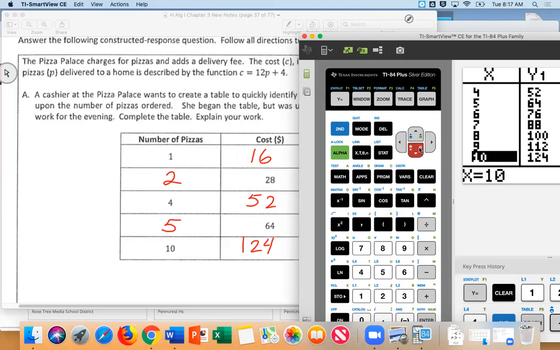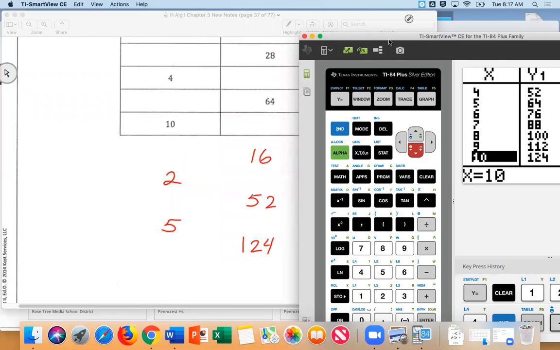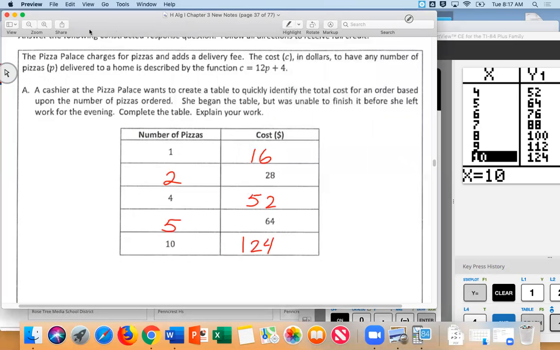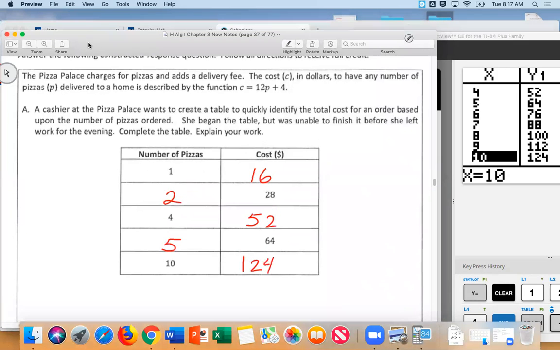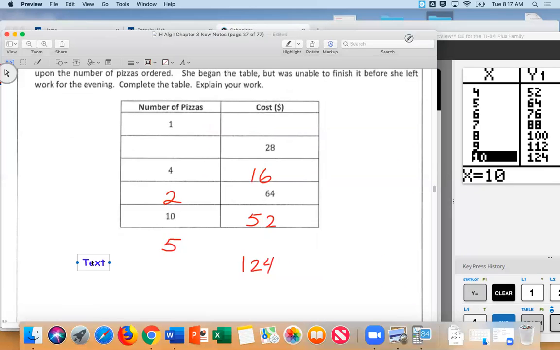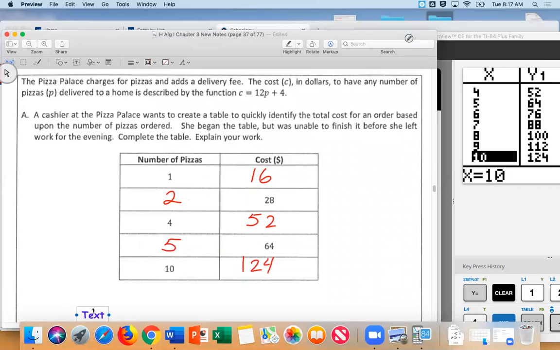Now it says, complete the table. We did that. Explain our work. Well, our work, I'll scroll this up. Our work would be quite simply this. It would be, ready? This would be what Sophia said. Each pizza costs how much money? $12.